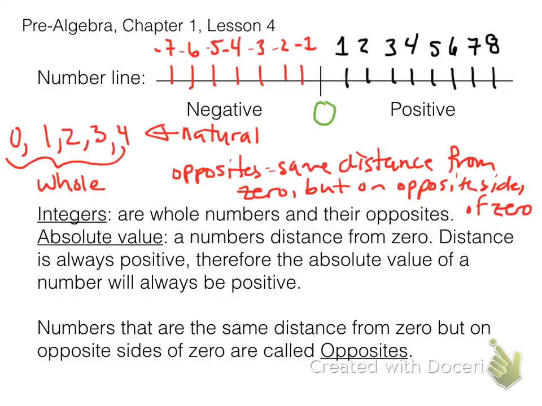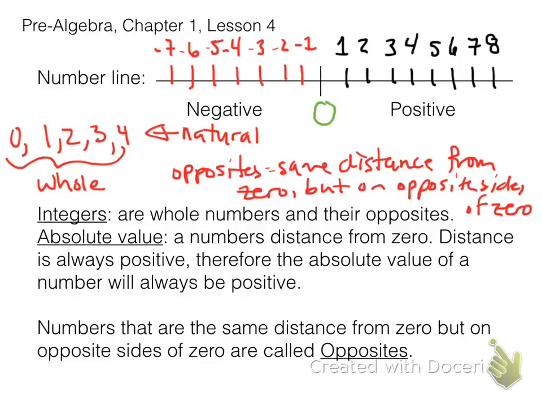Positive numbers are always on the right, negative numbers are always on the left. And that's just always the way it is. You got to memorize it, guys. So back to opposites. The opposite of 2 is -2. The opposite of 3 is -3 because 3 is 3 units from 0 and -3 is also 3 units from 0, but again on the opposite side of 0.